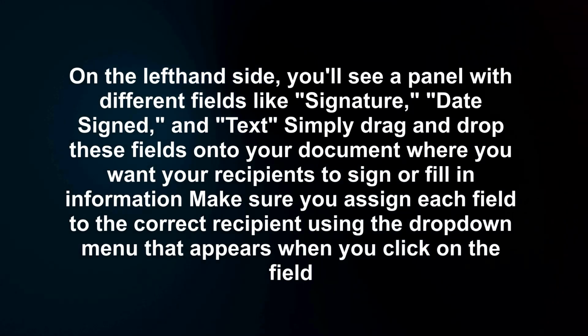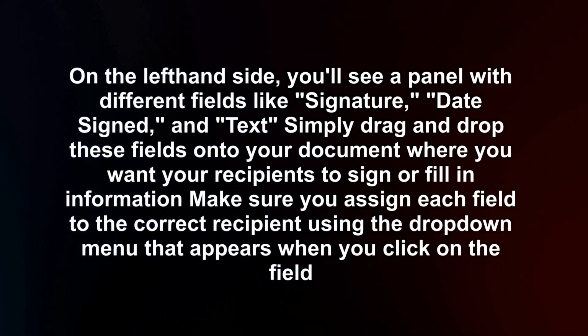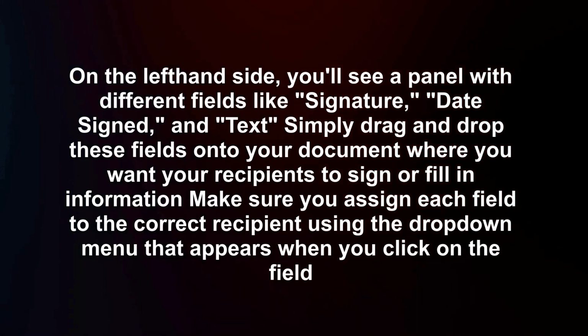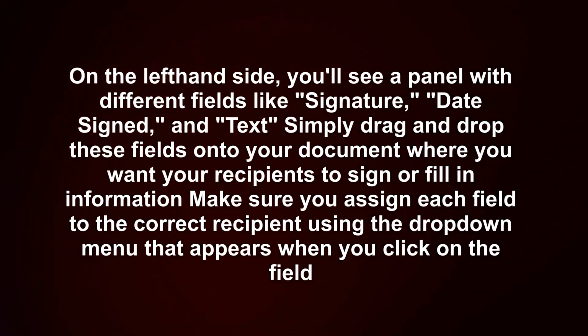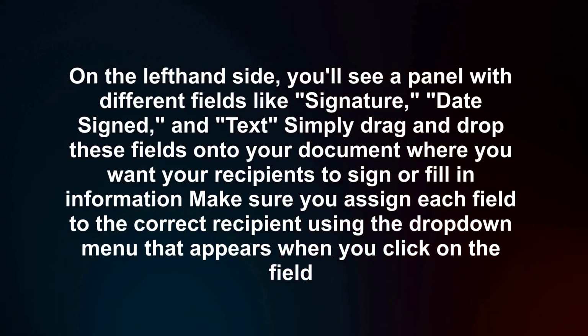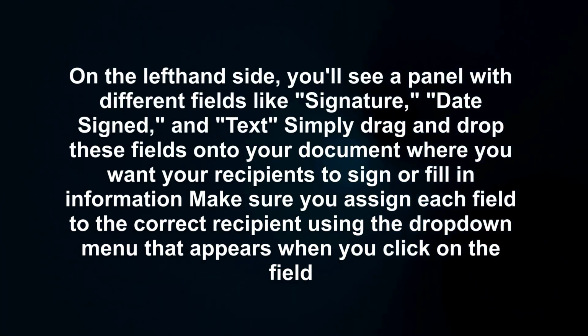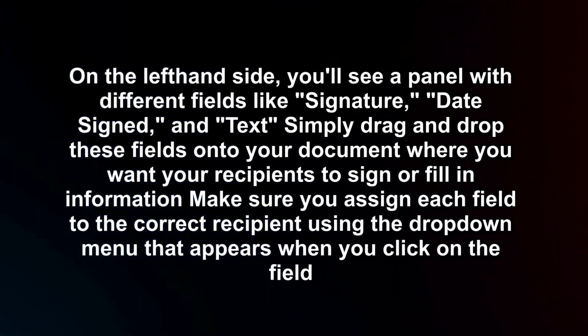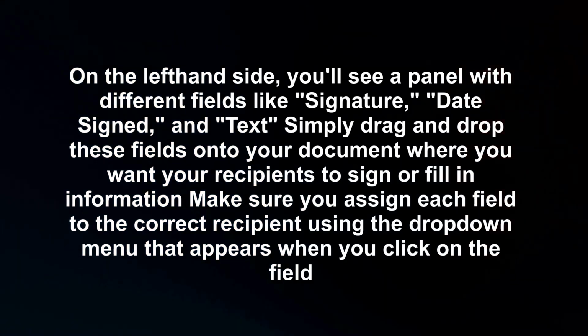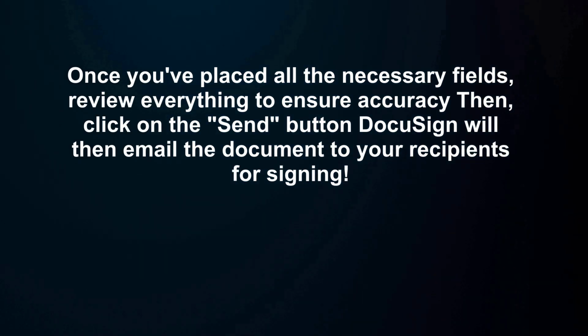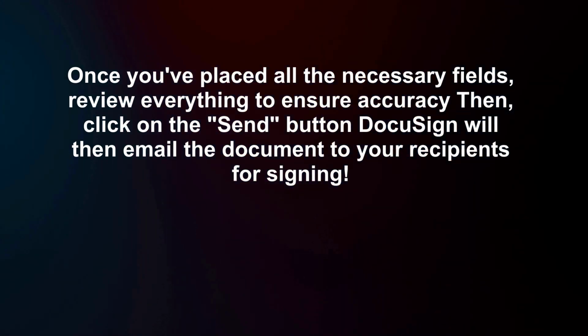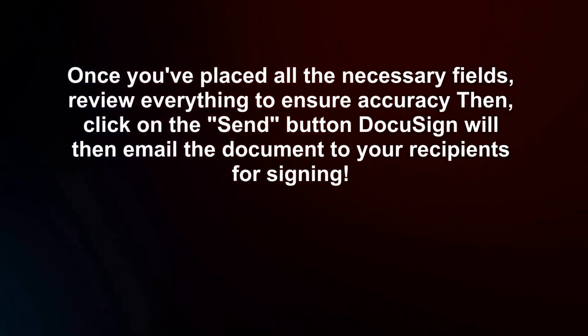On the left-hand side, you'll see a panel with different fields like signature, date signed, and text. Simply drag and drop these fields onto your document where you want your recipients to sign or fill in information. Make sure you assign each field to the correct recipient using the drop-down menu that appears when you click on the field. Once you've placed all the necessary fields, review everything to ensure accuracy.